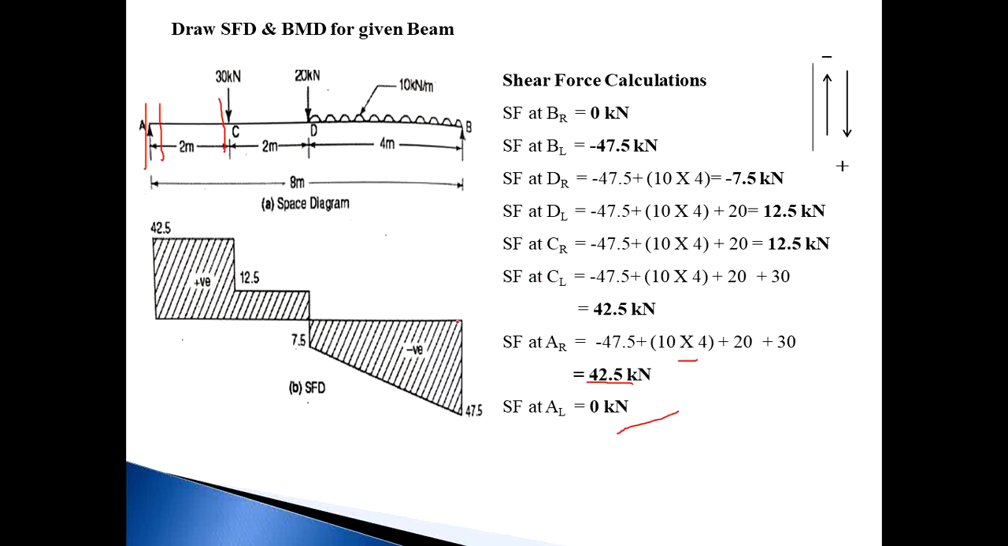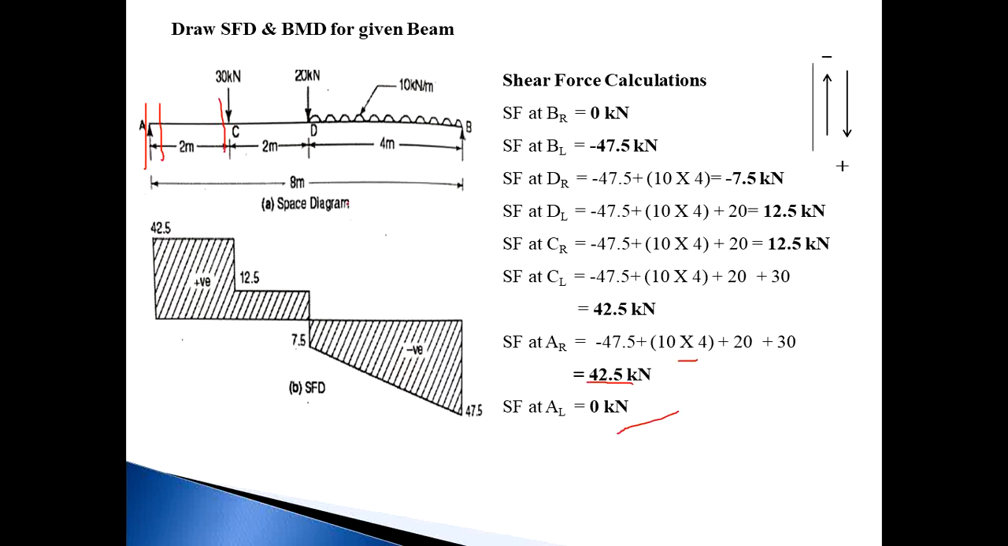Now BR is 0, then BL is minus 47.5. Whatever the minus value is, plot it below the baseline, that is 47.5. Then next, DR is minus 7.5, then DL is 12.5, CR is 12.5, CL is 42.5, AR is 42.5 and AL is 0. So join all coordinates by straight lines and this is your SFD.